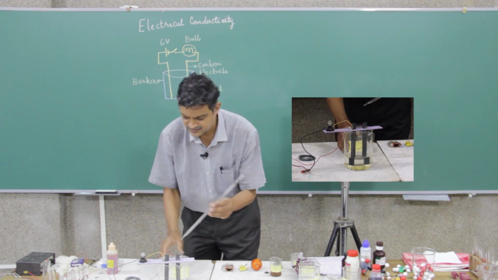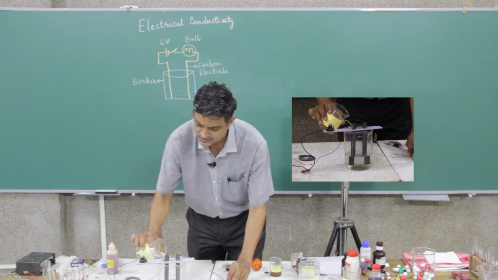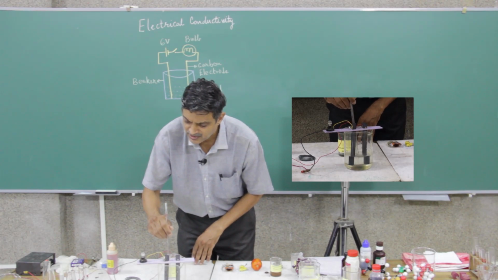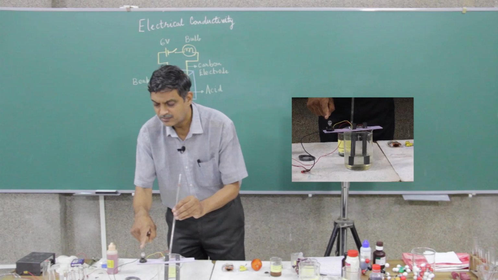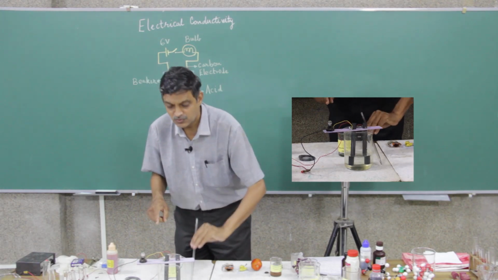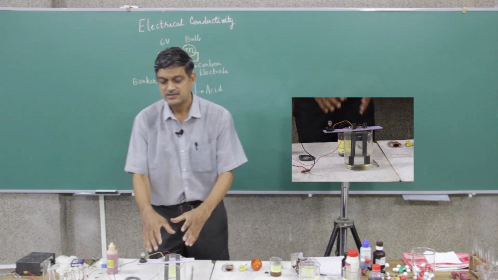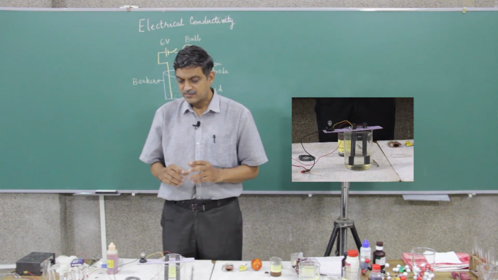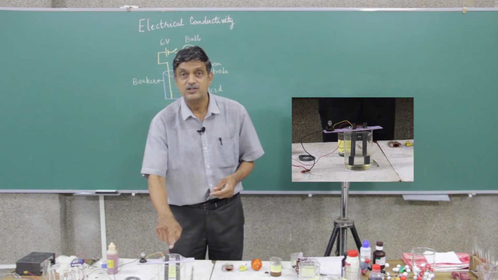So, I stir this and then add more of this. Now, you can actually see that when I stir, the bulb is just about glowing. Can you see that? The bulb is just about glowing. So, what this means is that adding acid to this distilled water brings about the same effect as using a piece of wire to connect the two electrodes.